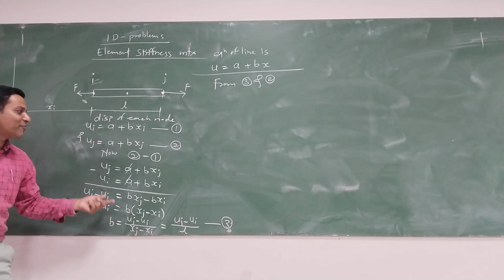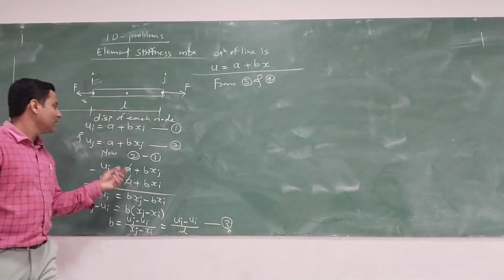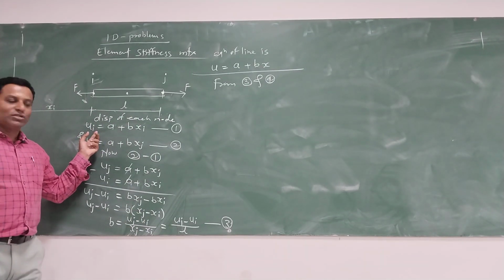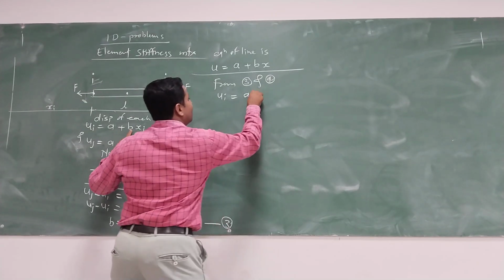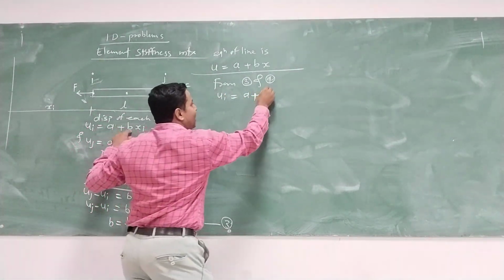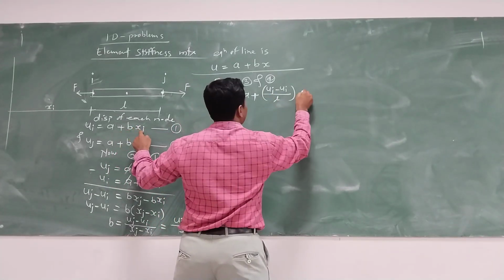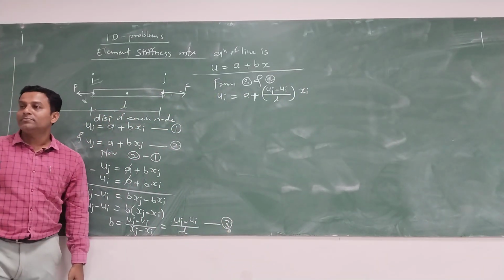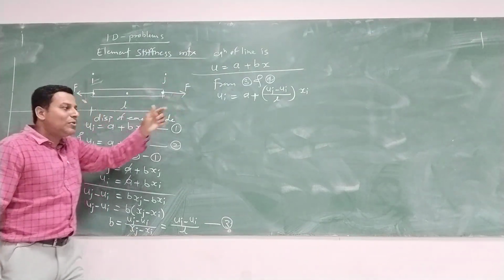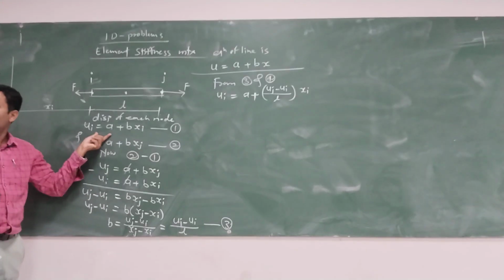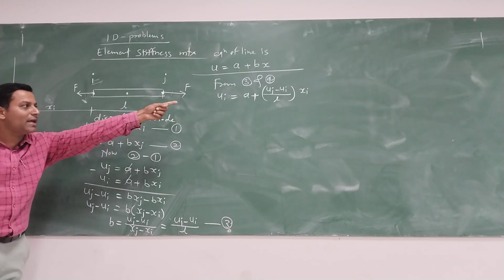We got b. Now put the value of b in the equation. We will put it in 1, ui. Let's go the easy way, in ui. Yes, put in 1. So ui will be equal to a plus b, where b is uj minus ui divided by L, into xi. What came? u is not in this equation, we will have to put it in this equation, which is the base. So ui is equal to a plus, we have the value of b, uj minus ui divided by L into xi.